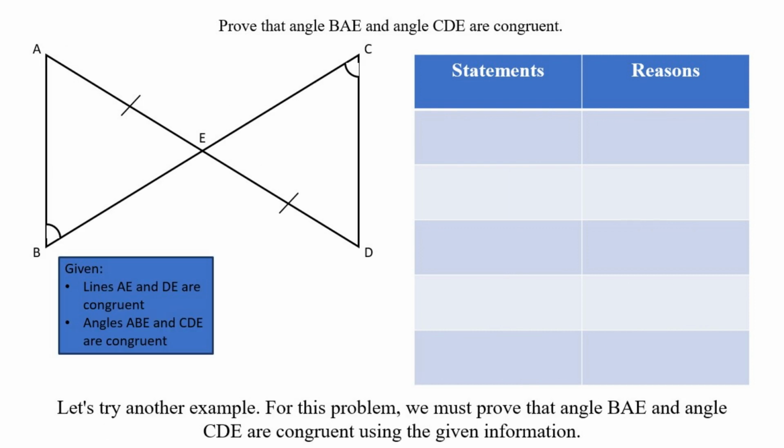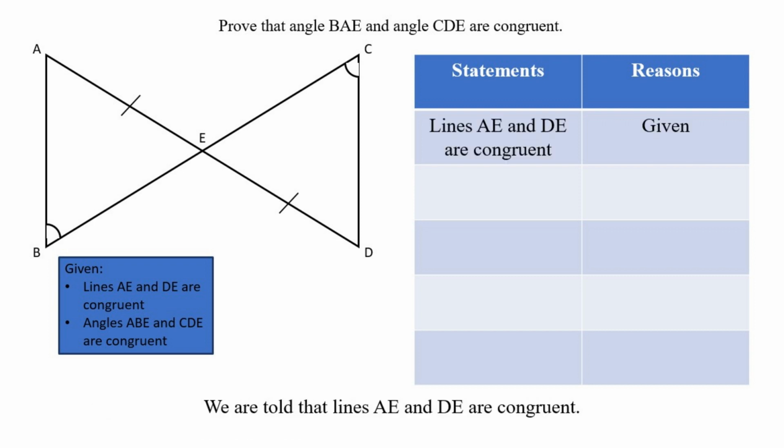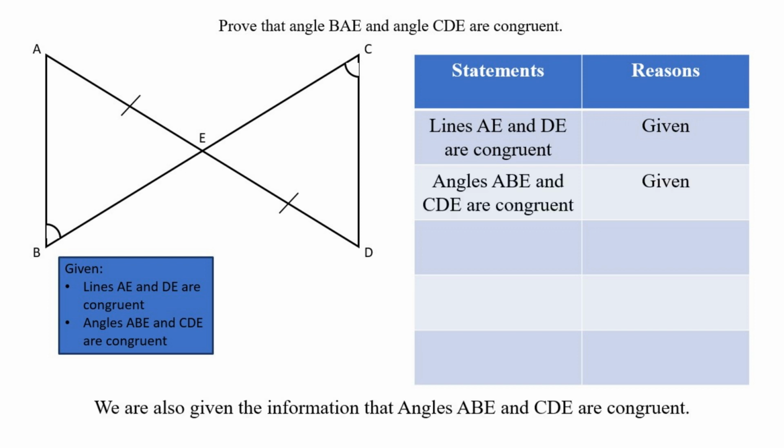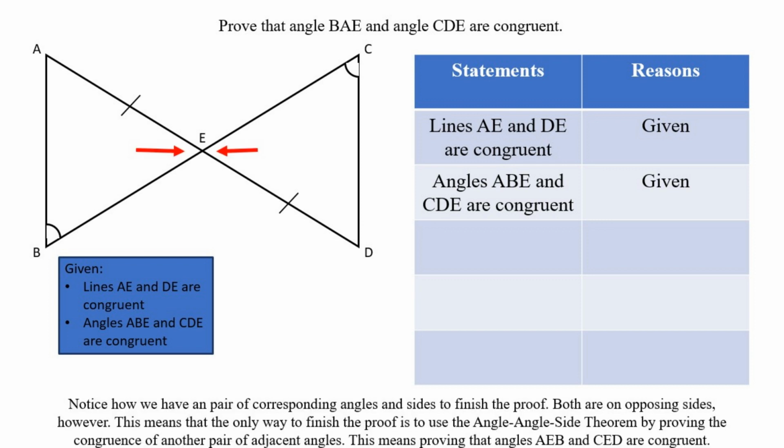Let's try another example. For this problem, we must prove that angle BAE and angle CDE are congruent using the given information. We are told that lines AE and DE are congruent. We are also given the information that angles ABE and CDE are congruent. Notice how we have a pair of corresponding angles and sides to finish the proof. Both are on opposing sides, however.